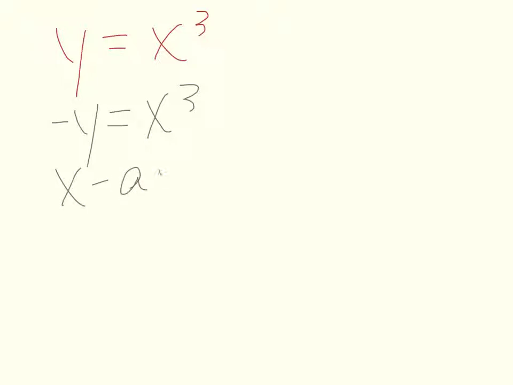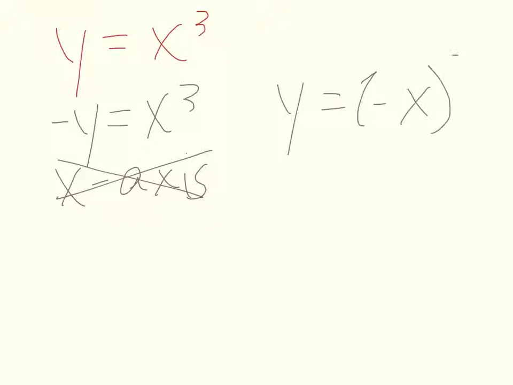We want to look for symmetry. So the equation was y equals x cubed. Now in order to look for x-axis symmetry, we replace y with negative y. Negative y equals x cubed. Now these two are obviously not the same, so no x-axis symmetry. Now for y-axis symmetry, we replace x with negative x. And no luck. This will turn into negative x cubed.